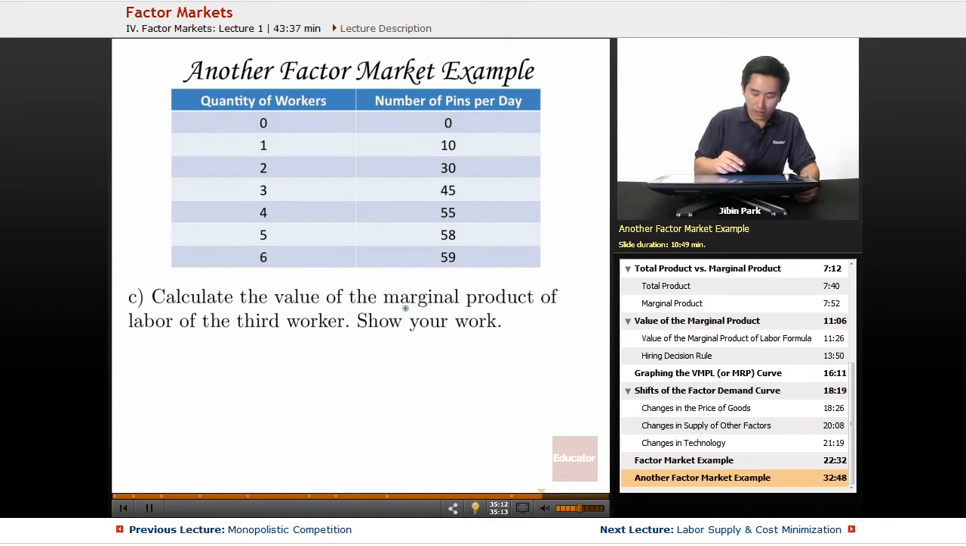For part C right here, let's calculate the value of the marginal product of labor of the third worker. So show your work right here. Okay, so we have to figure out, first of all, what is the price of a pin. So let's say a pin will cost $10 here. So let's say the price here is $10. So all the way down, no matter how many you sell, each pin will cost $10.